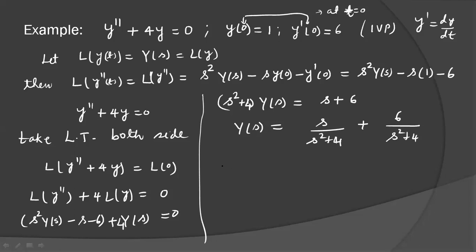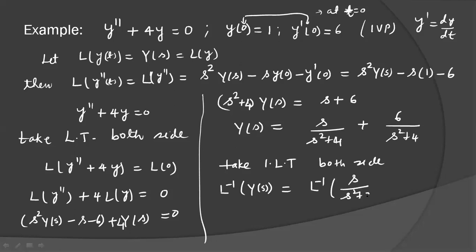Now we will take inverse Laplace transformation on both sides. Take inverse Laplace transform both sides. So Laplace inverse of Y(s) is equal to Laplace inverse of s over s square plus 2 square, plus 6, which I can take outside, times Laplace inverse of 1 over s square plus 2 square. Use the inverse formula: Laplace inverse of Y(s) will be y(t). It is the Laplace inverse of cos 2t plus 6.